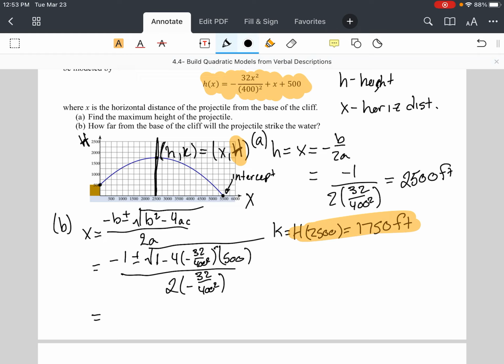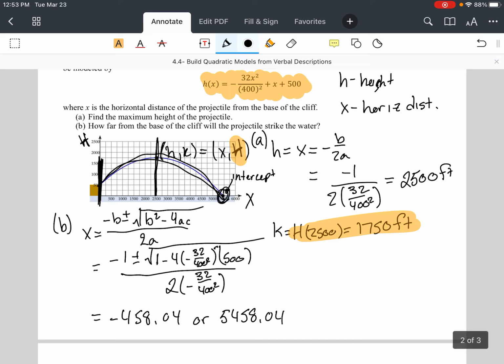When you do this, you should get two values. Okay, your two values are going to be negative 458.04, or you'll have 5,458.04. Again, you need to keep in mind what these represent. These represent the distances from our starting point. So if we're looking at our graph, we're shooting our projectile over here, and we're shooting it forward. Okay, so this is going to be a positive value.